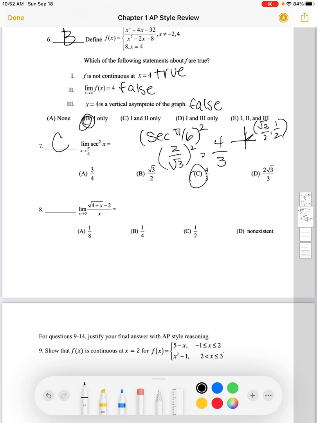All right, and then finally our last one, looking at the limit as x approaches 0 of the square root of 4 plus x minus 2 over x. Direct substitution always first. Check that first. Plugging in 0, we get the square root of 4, so 2 minus 2 gets 0 over 0. This is producing a hole in the graph. So we need to simplify.